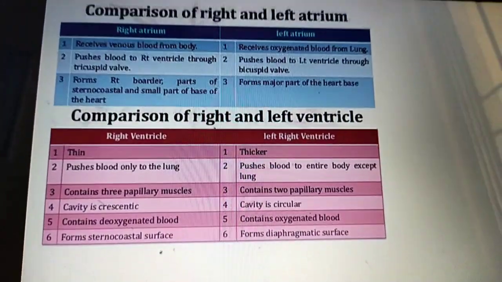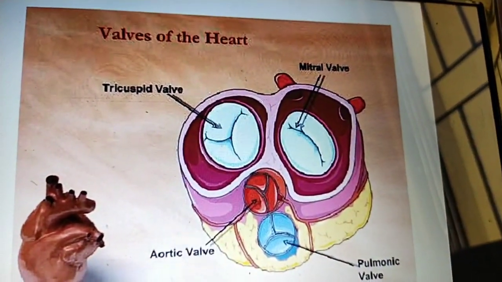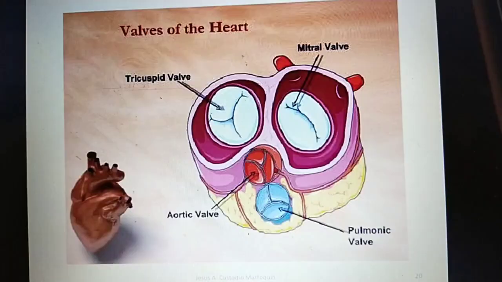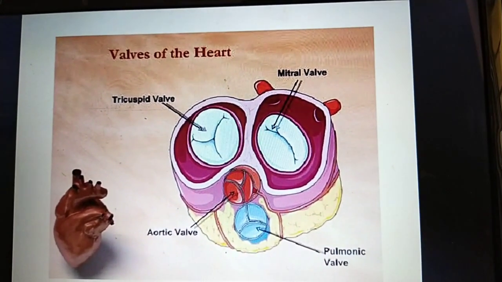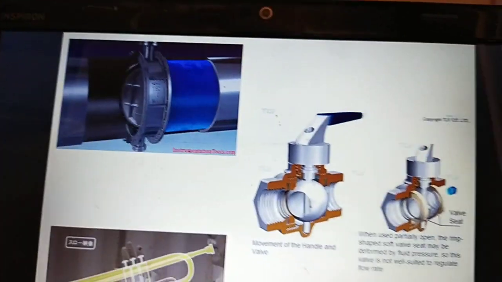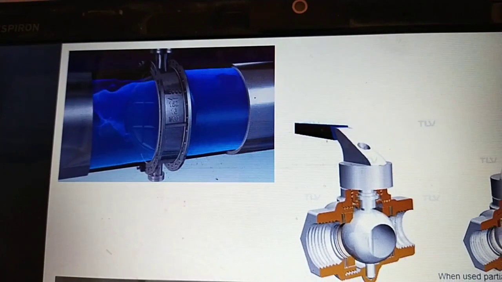Already explained the difference between the right and left ventricle. Now, next we can go for the next class. We can go for the walls of the heart. Before that, we should know what is meant by the valve. You can see the pictures here.